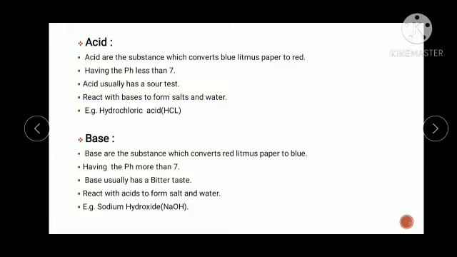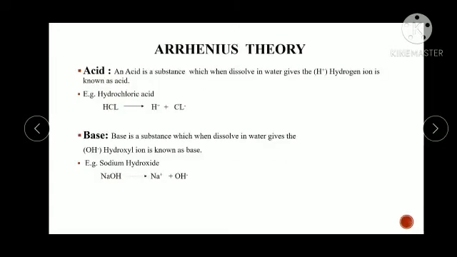Then next is base. Bases are substances which convert red litmus paper to blue, having a pH more than 7. Base usually has a bitter taste, and when bases react with acid they form a salt and water. For example, sodium hydroxide.